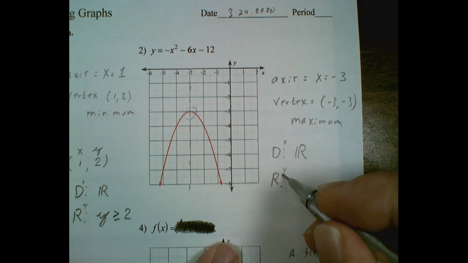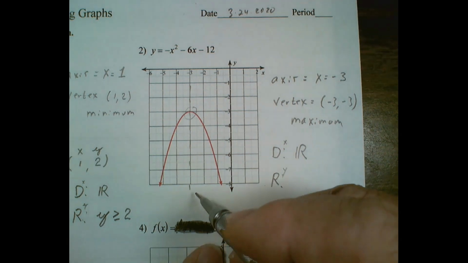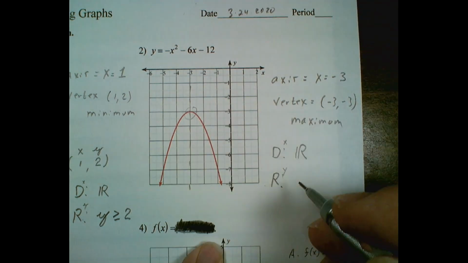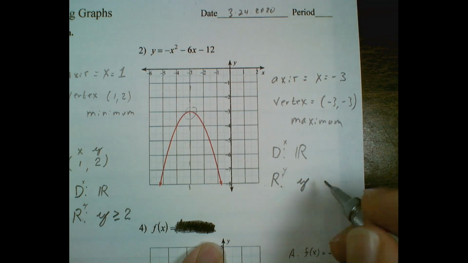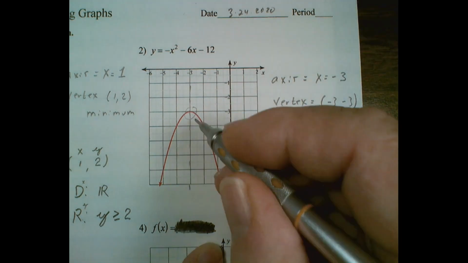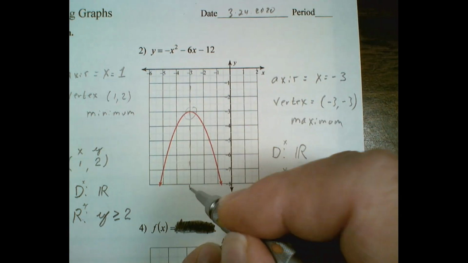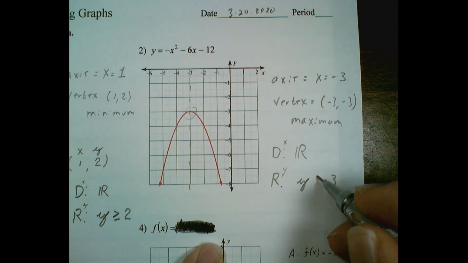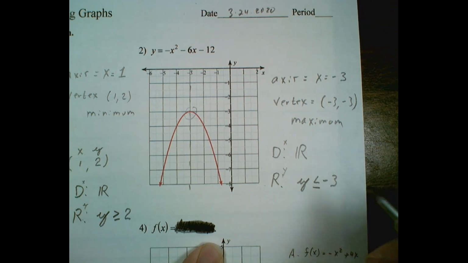Range has to do with the y's. So it goes to the negative 3, but it's below negative 3. So it would be y less than or equal to negative 3.